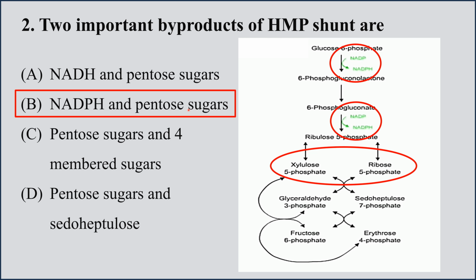Similarly, the pentose sugars are also formed in the pentose phosphate pathway, and these pentose sugars are used for the synthesis of nucleotides.